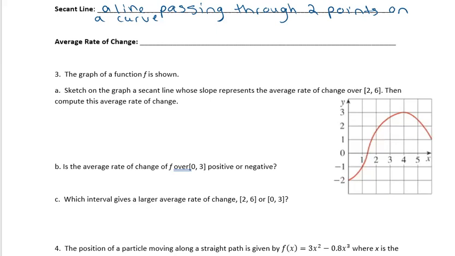What is the average rate of change? Well, the average rate of change is the slope of that secant line. Because remember, we just said the average rate of change is the slope between the 2 points. Well, we have 2 points for our secant line. So the average rate of change is the slope of the secant line.